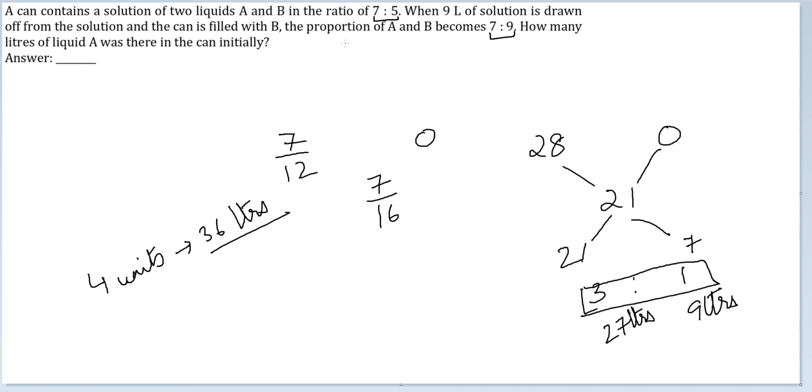Original solution should be 36 liters, of which A and B are in the ratio 7:5. So A will be 21, B will be 15. Finally, they've asked me how many liters of liquid A was present in the can initially. The answer will be 21.